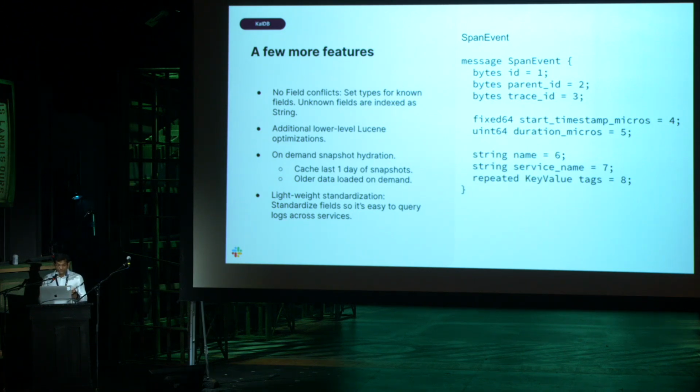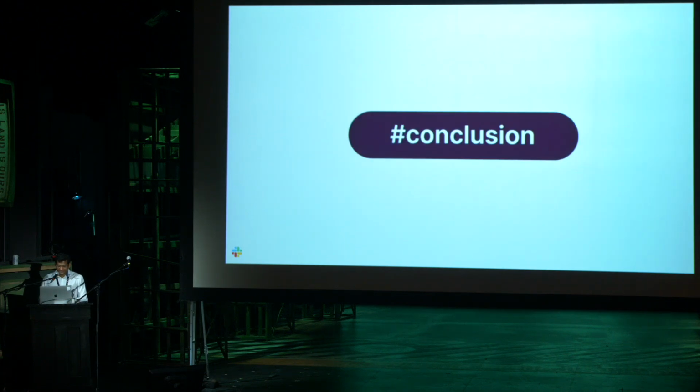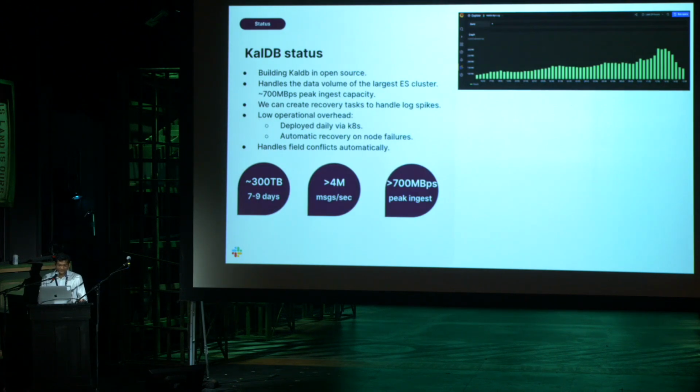So one of the things we do on ingestion is for every log that we ingest, we add a service name tag. That way, people can just use the service name tag to find the logs for the right service. And finally, in summary, the current status of KalDB is we are building it as an open source project in the open. Currently, our KalDB cluster handles the largest Elasticsearch cluster we run at Slack, which ingests at about 700 Mbps peak ingest capacity.